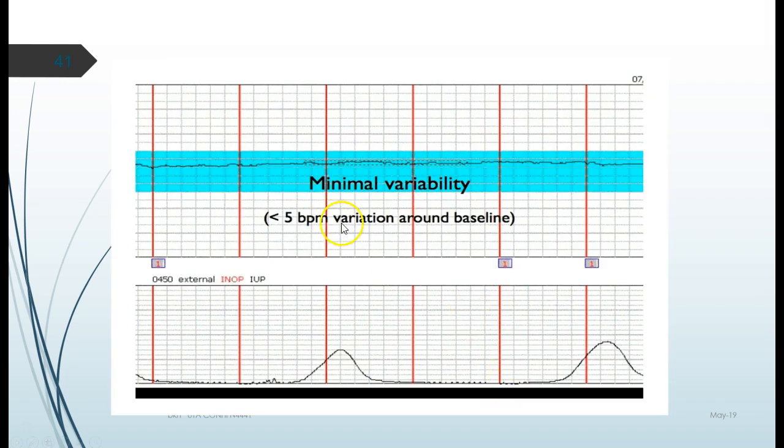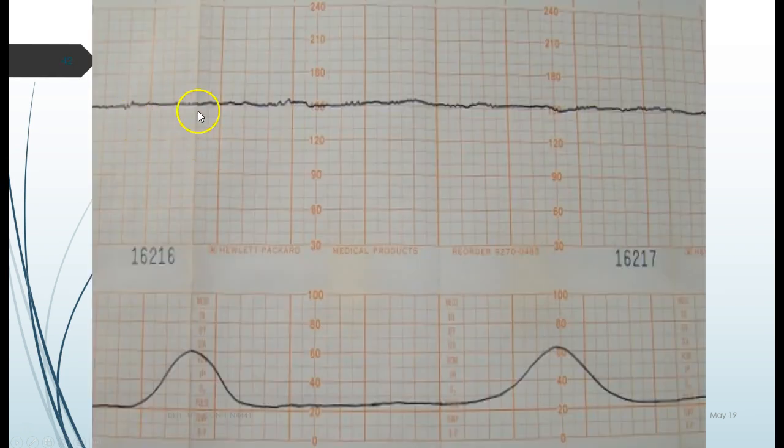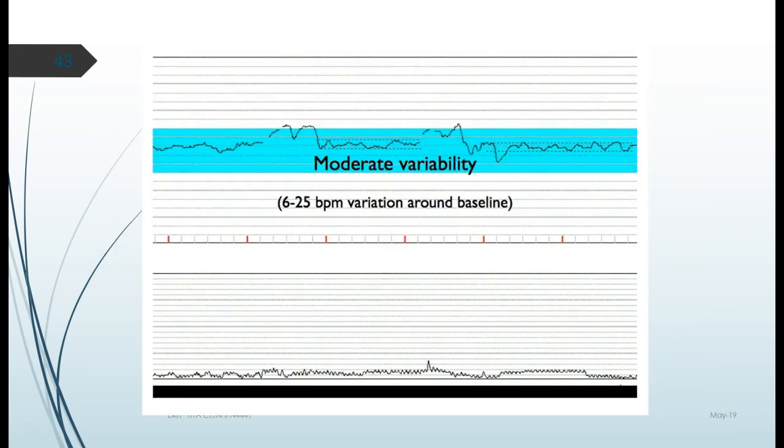So here's an example when we're talking about minimal. They're showing the change of 5 beats or less. Looks pretty flat, but we do have some fuzzies. Here's that picture again. We do have some beat-to-beat change, and more than on that first one, because there are fuzzies here instead of a pretty flat line. Here's our moderate variability.